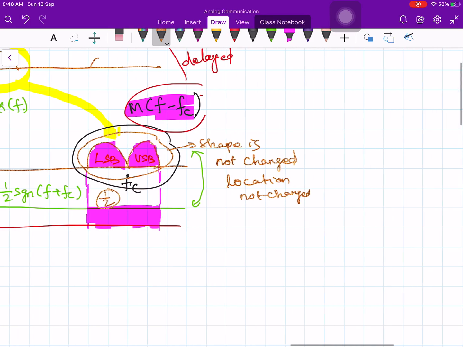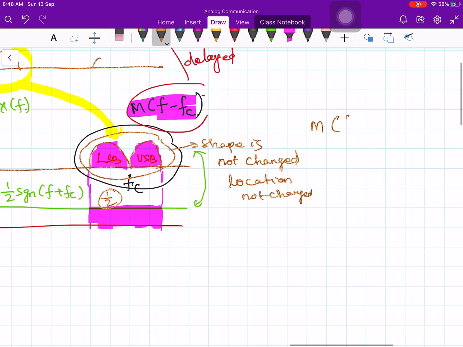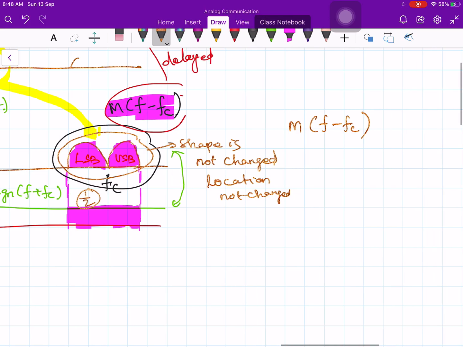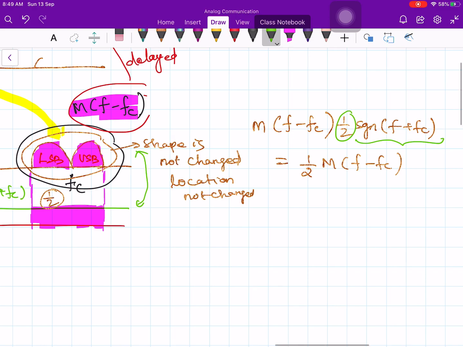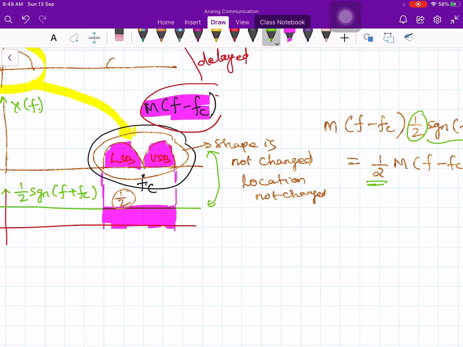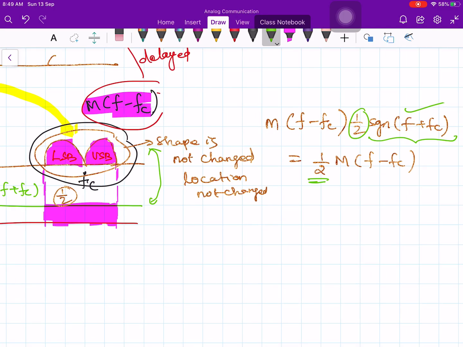Therefore, that is the first rule that we will derive here. M of f minus fc times 1 by 2 signum of f plus fc is equal to 1 by 2 M of f minus fc. Why? In this range, your signum function is a constant value of 1 by 2. Therefore, this 1 by 2 is coming, and the signum of f, no need to put it here. Please remember that.